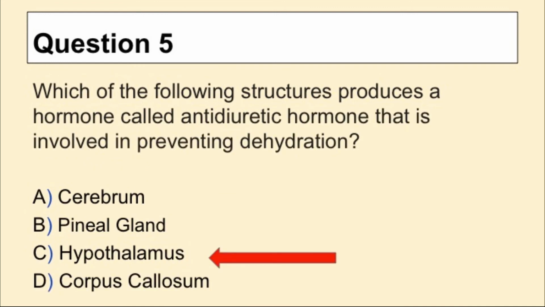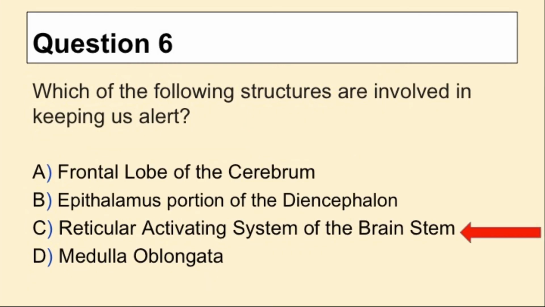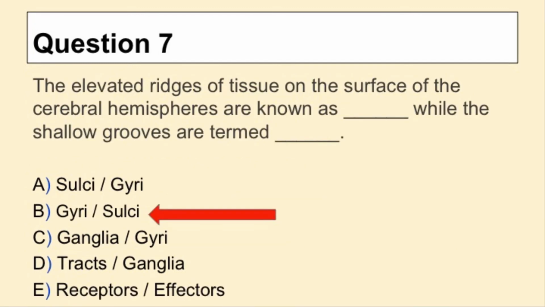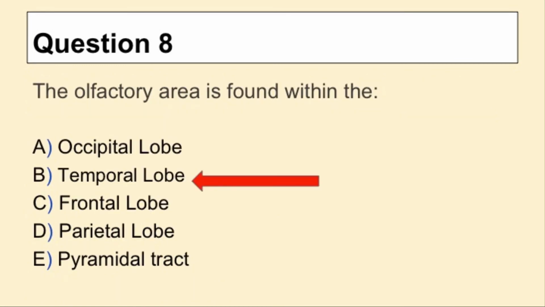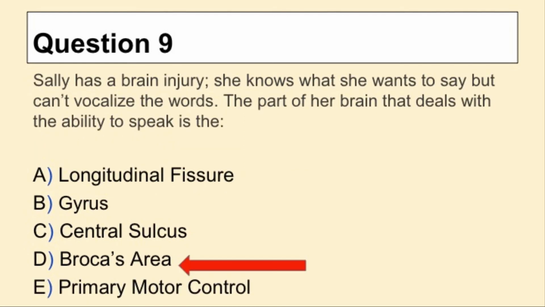Question 5, the answer is C, hypothalamus. Question 6, the answer is C, reticular activating system of the brainstem. Question 7, the answer is B, gyri and sulci. Question 8, the answer is B, temporal lobe. Question 9, the answer is D, Broca's area.